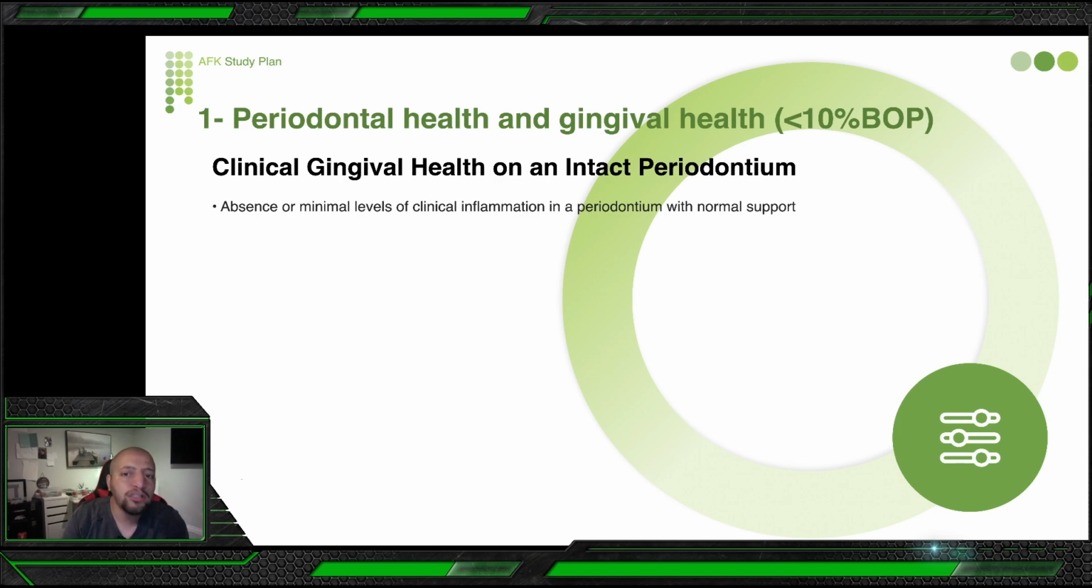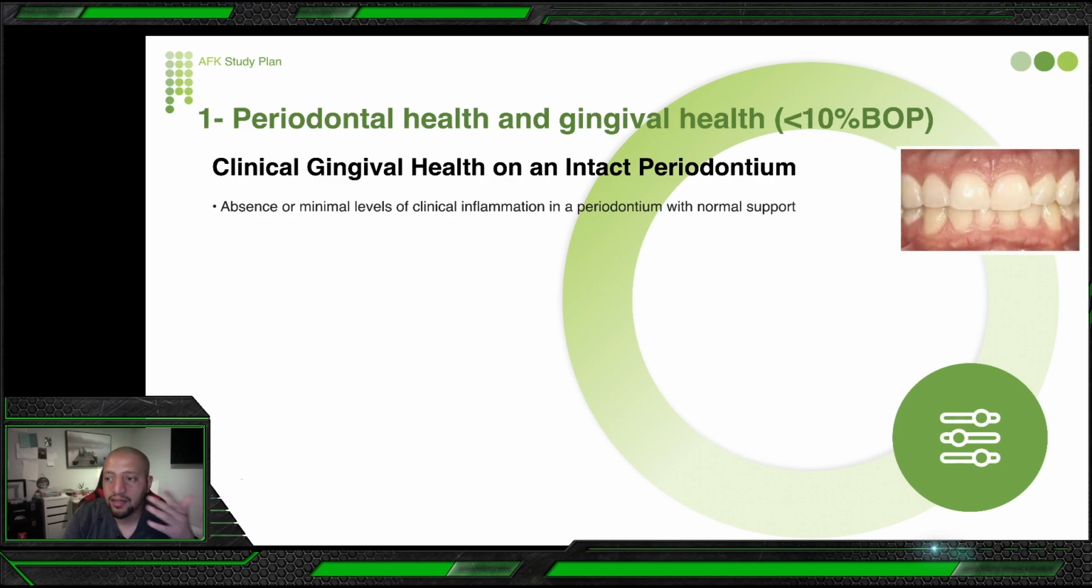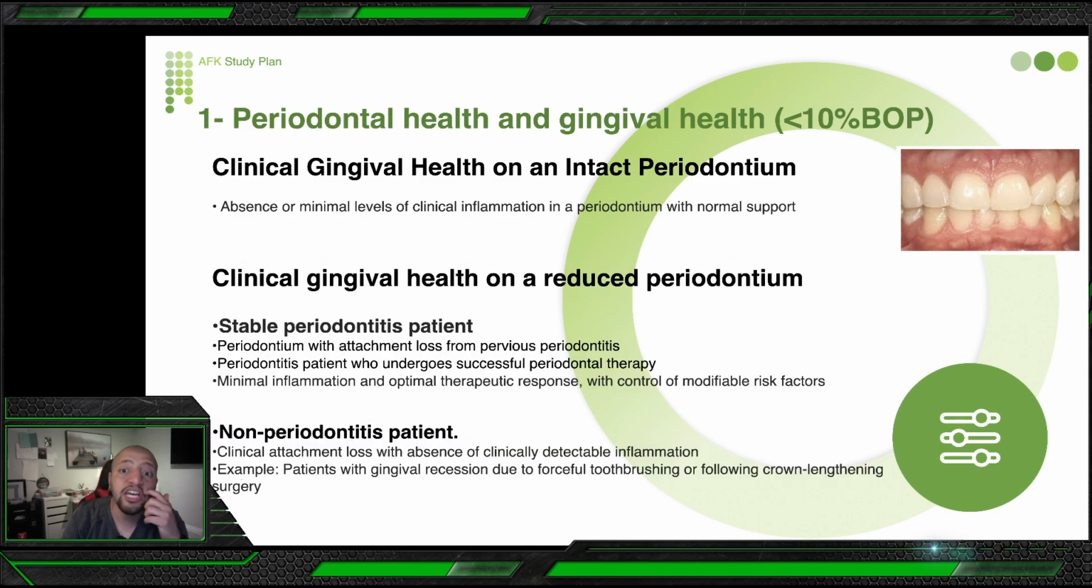Clinical gingival health on an intact periodontium is the terminology you use when there is absence or minimal level of clinical inflammation in a periodontium with normal support. Meaning, like in this picture, the gingiva is good, the color is good, stippling is evident. If you do probing depth, you will have 2 to 3 maximum. Bleeding is less than 10%. You cannot say bleeding is null, this is not human. This means he has plastic, not gingiva. Bleeding up to 10% of the locations while probing is accepted, and you can say, okay, this is clinical gingival health on an intact periodontium.